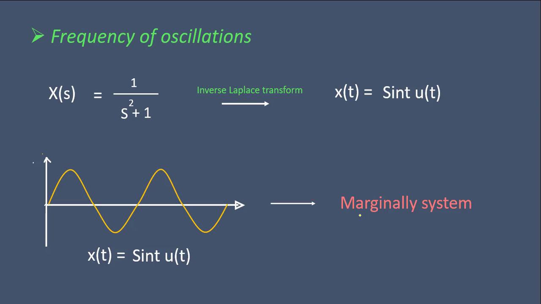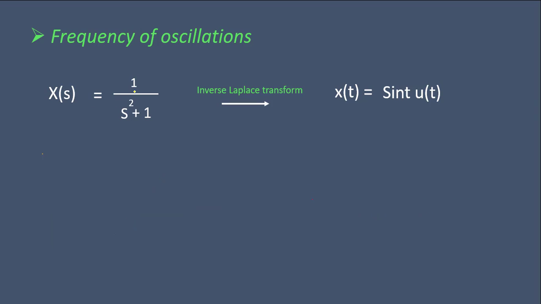Now since the system is marginally stable, if you are told to find the time constant for 1 upon s square plus 1, if you have this transfer function, there is no time constant since it is not a stable system. Sin t u of t is a marginally stable system.